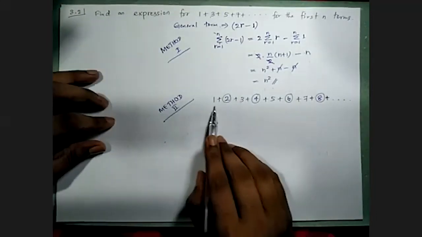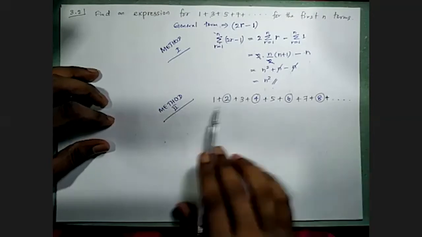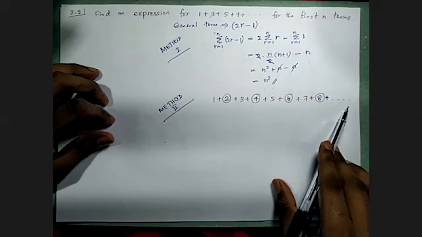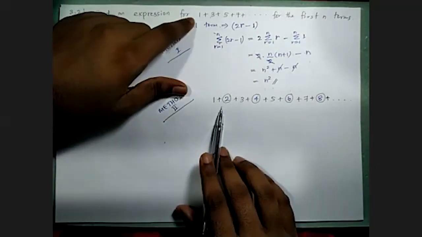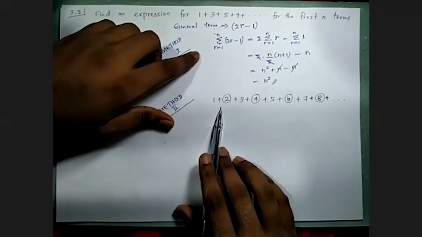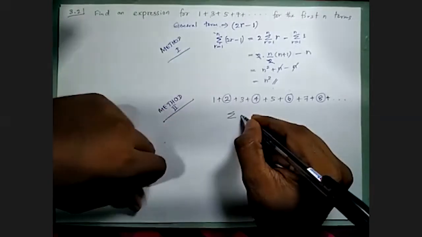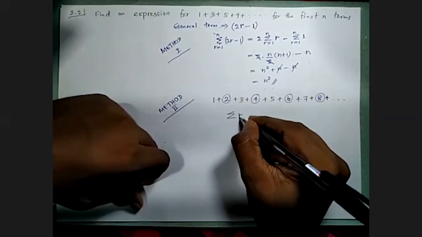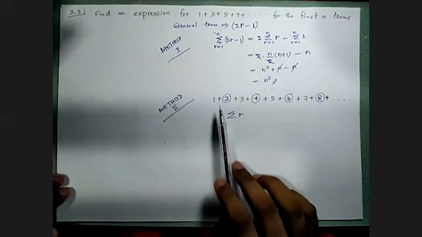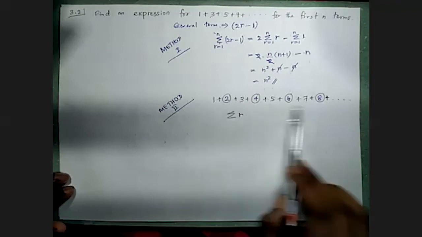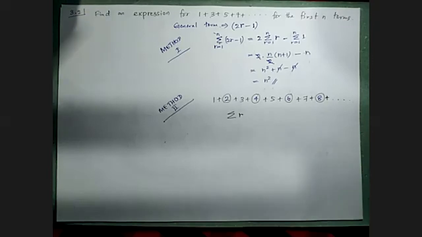Then what is this? Sum of first n terms from 1 to n. Now this is a different series. Here the difference is 1. Earlier, the difference was 2. Now for this sigma notation, what is the general term? It becomes r. It is not 2r minus 1, because I have 1, 2, 3, 4, all the counting numbers. General term is r.